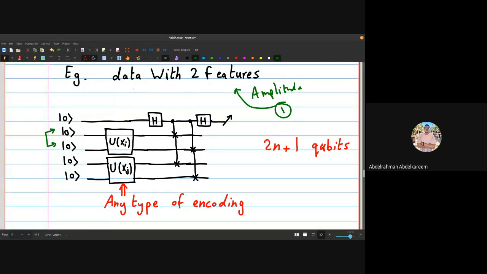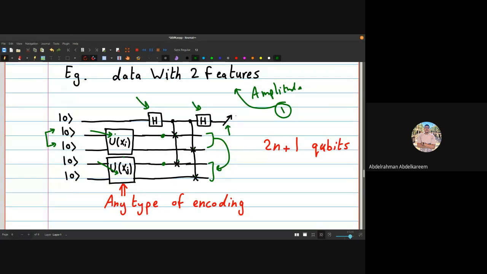So let's say I have data with two features, then I will encode the first data point, then the second data point. So the circuit starts with encoding the features first with any encoding type, then applies Hadamard on the auxiliary qubit, then applies the Fredkin gate. The Fredkin gate is swapping the two states. So first we swap the first wire with the first wire, then the second wire with the second wire. So we have swapped this state with this state. And then we apply Hadamard and then we measure.